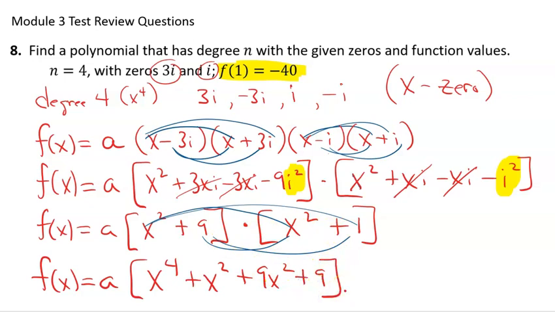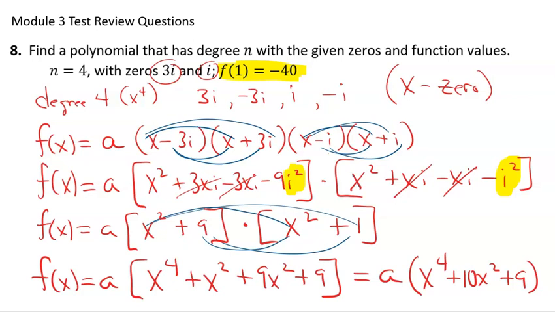And then add like terms. So that's going to give me a in the front still. And I'm going to use parentheses instead of brackets because it doesn't matter. x to the 4th, 1x squared plus 9x squared is plus 10x squared plus 9. Now that is my polynomial. Okay? Alright, now I'm going to add a page to this.